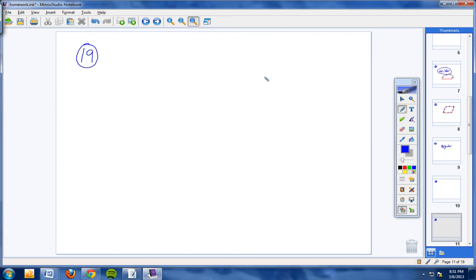Okay, looking at number 19. No, it's not regular. Absolutely not. No. I mean, look at it in your book there. All the sides are congruent. Yes, that's true. I'm not arguing with you. But we don't know that all the angles are congruent. They're not marked. You must have all congruent sides and all congruent angles to have a regular polygon.